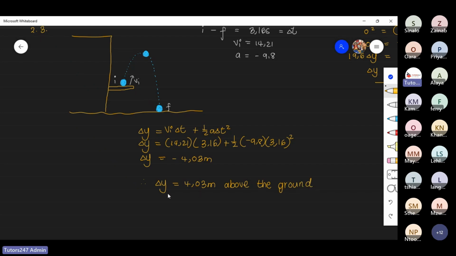The only reason that we ended up with a negative displacement was because the resultant displacement after this cancelled out. This was a vector in the downwards direction. So that is question 2.3. All we needed to do was calculate the height above the ground of the balcony.